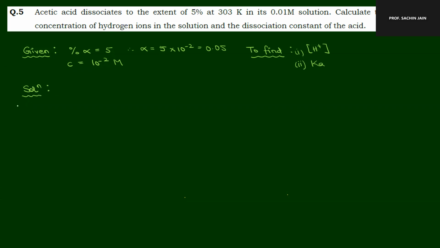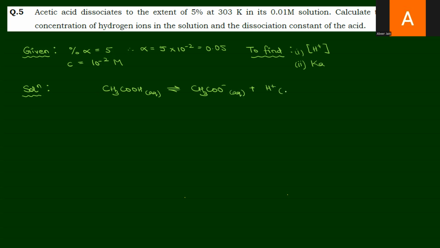So how do we write the solution? First the reaction, then the ice table. Correct, reaction and ice table. So acetic acid dissociates to give acetate and H plus.